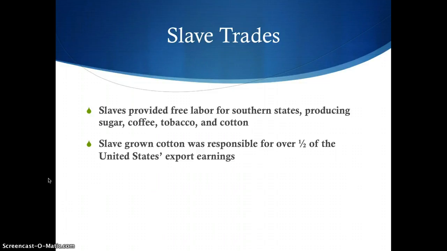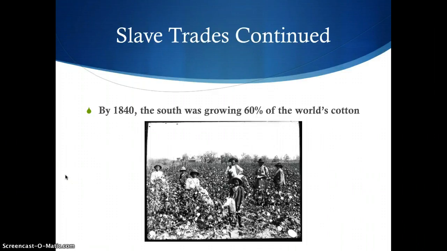Slave-grown cotton was responsible for over half the United States export earnings. By the end of the industrial age, around 1840, the South was responsible for growing 60% of the world's cotton, not just including America, but that's the entire world's cotton.